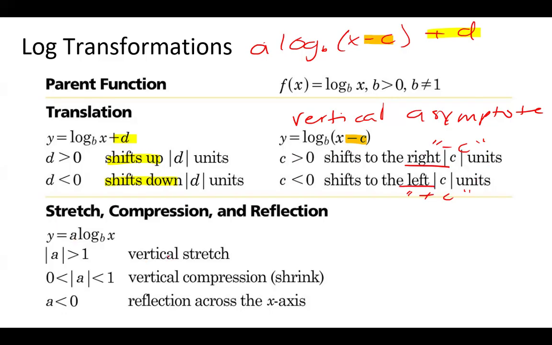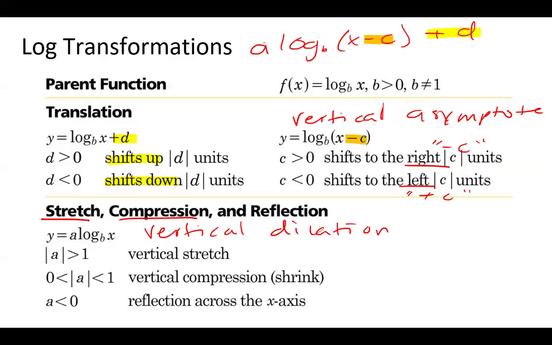Okay? Your A. So your A is your vertical dilation, which is telling you how much you are stretching or compressing. You are vertically stretching if the absolute value of A is greater than 1, meaning we don't care if it's negative to determine whether it's a stretch or compression. If the absolute value is greater than 1, then it is a vertical stretch. You're working out more, you're getting skinny. Vertical compression is a shrink. That means you're working out less and you're getting a little wider.